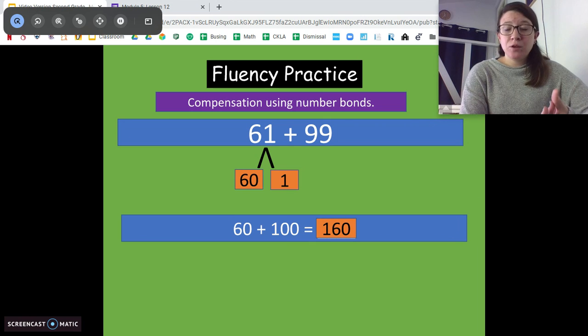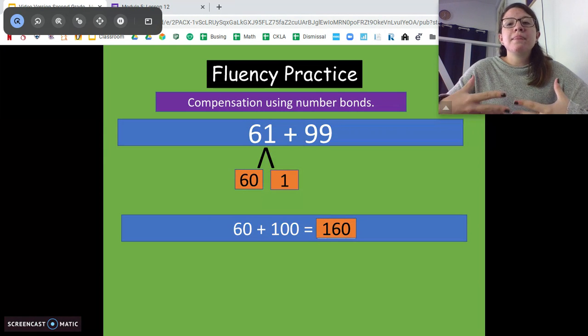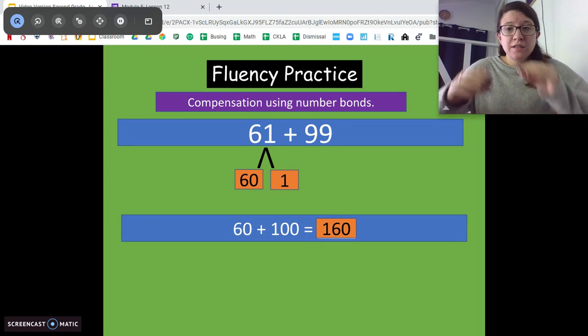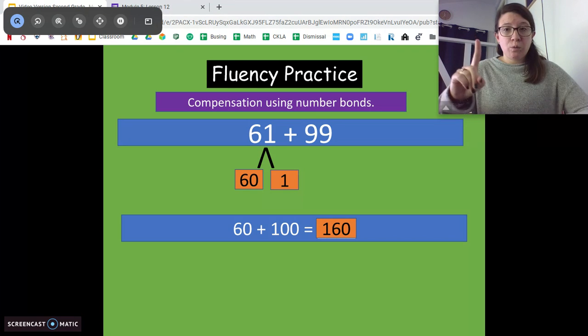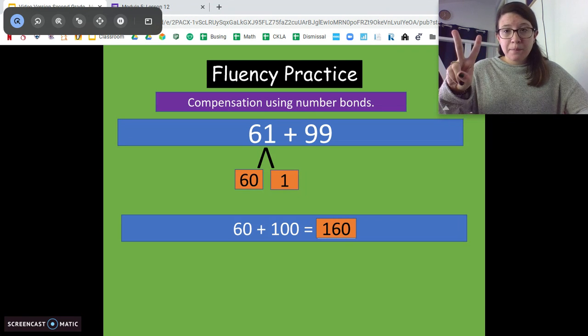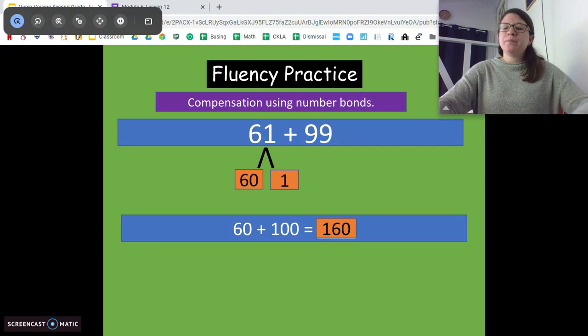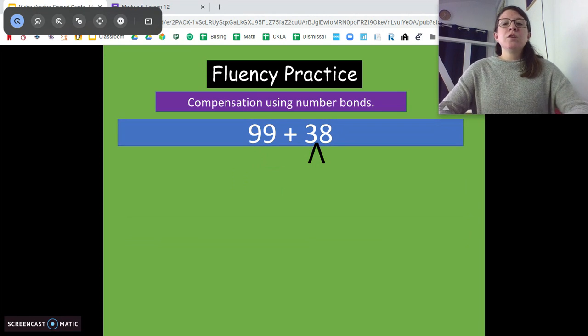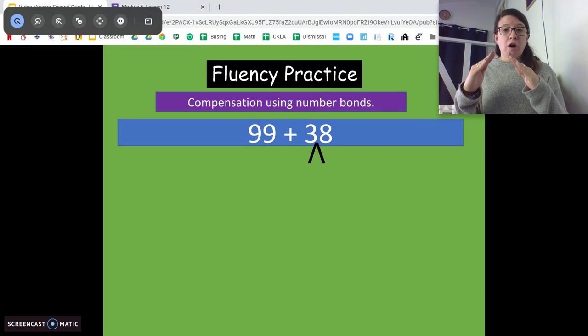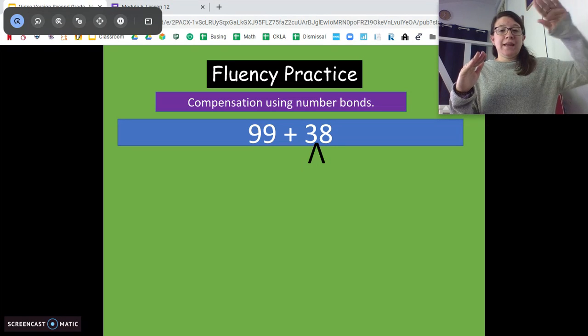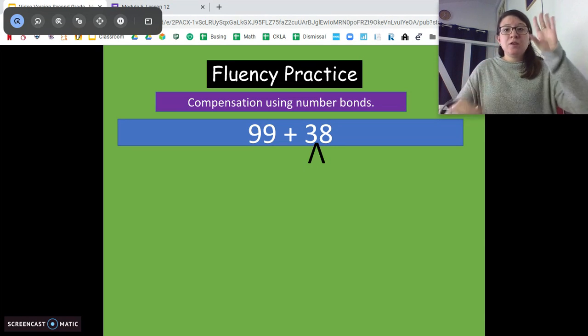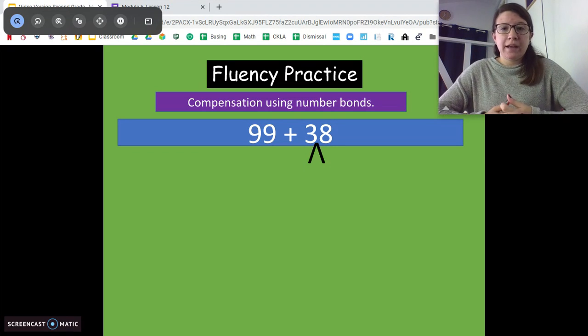Good. I'm going to have you do the next one on your own. First step, figure out which number is closer to its next 100. Next step, number bond, number sentence. So figure out which one's closer to its next 100, number bond, number sentence, solve. All right. Try this one. There's a number bond already under the 38, so you got to get that 99 to its next 100. So pause and solve, and we'll come back and go over it.